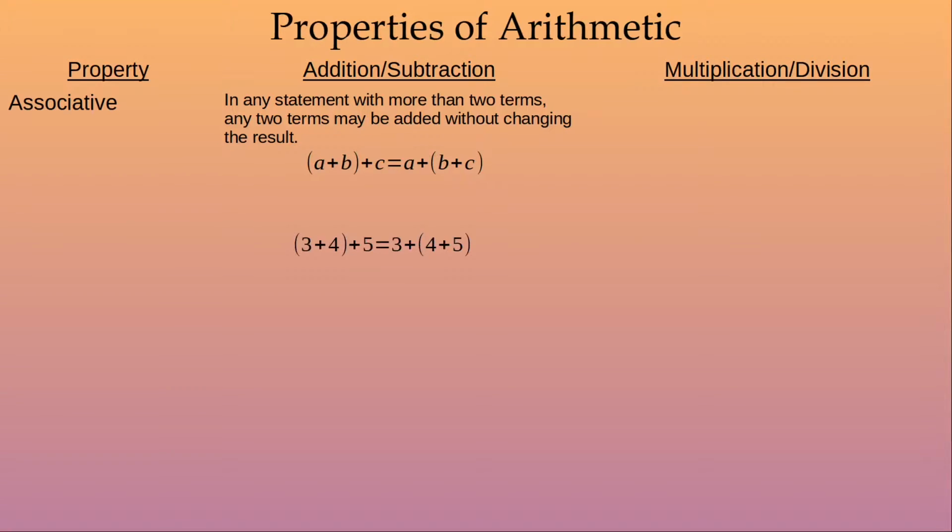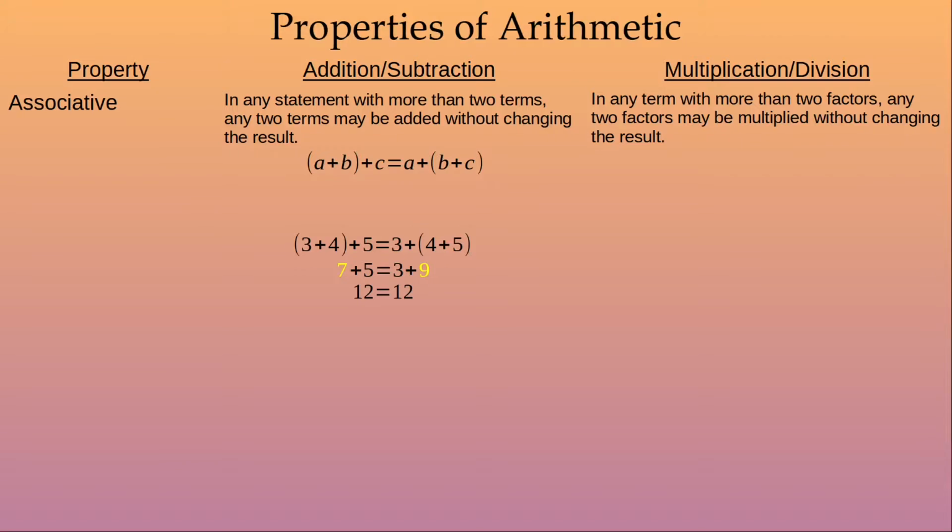Here in this example, I'm going to add 3 and 4 on the left first, and 4 and 5 on the right first. 3 plus 4 is 7, and 4 plus 5 is 9. For the left side, 7 plus 5 is 12, and for the right side, 3 plus 9 is also 12. So we come to the same answer either way. So it implies that only terms that are next to each other can be added that way. But really, I could add any two terms I want. Had I decided to add 3 and 5 first, that would have been 8. And 8 plus 4 is also 12.